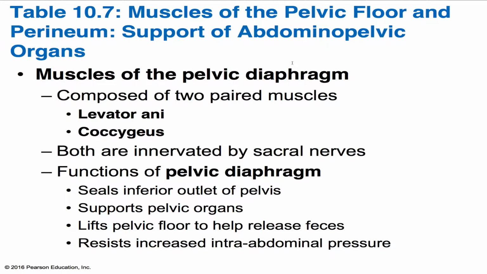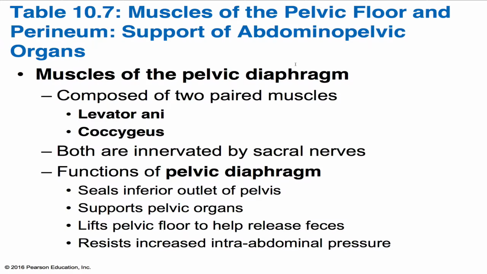The pelvic diaphragm functions to seal the inferior opening of the bony pelvis, it supports the pelvic organs, and it lifts the pelvic floor superiorly to release feces. In addition to that, it also resists the increased intra-abdominal pressure. It's pierced by the rectum and the urethra, and in females by the vagina.